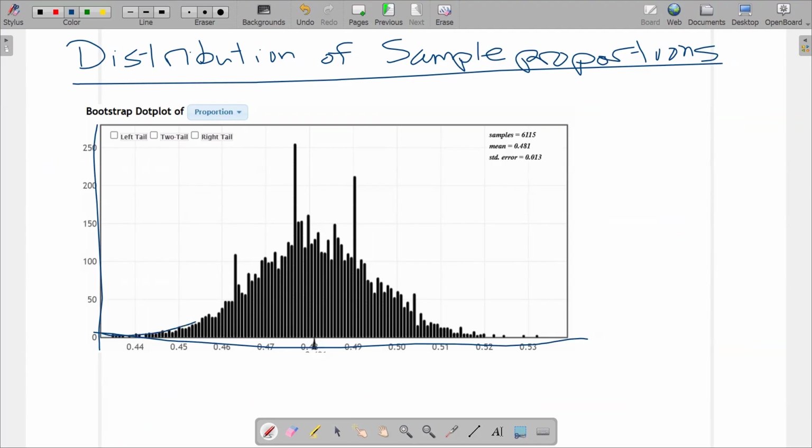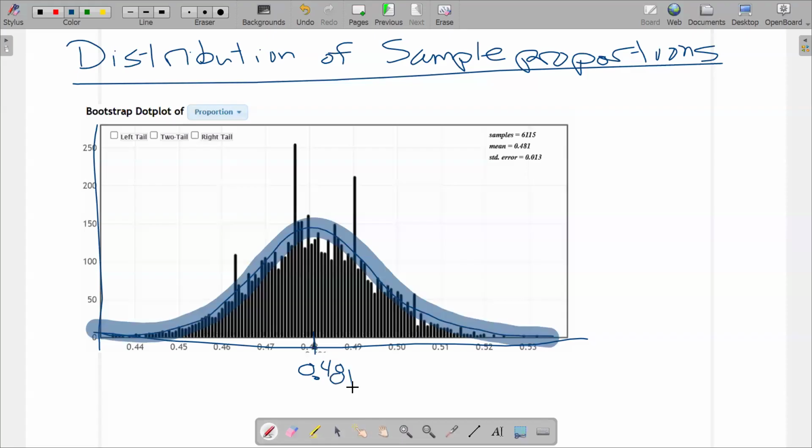And then your graph is going to have, I'm just going to outline this. Let's highlight it to make it more obvious. I'm just going to even out the spikiness. That's my graph. The graph is centered at the middle of the distribution, about 0.481, which is represented up there.